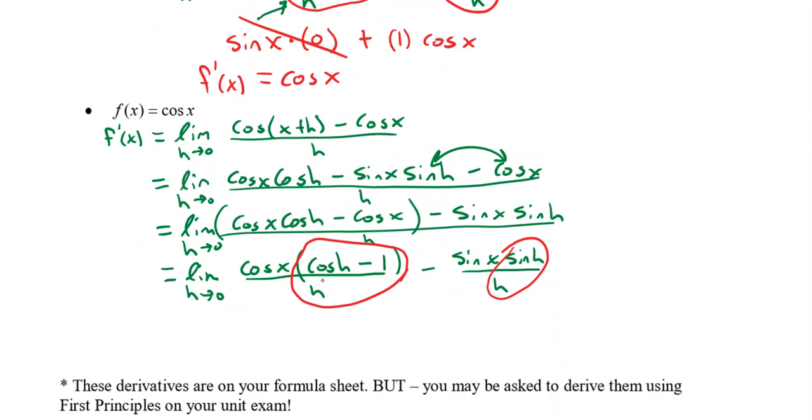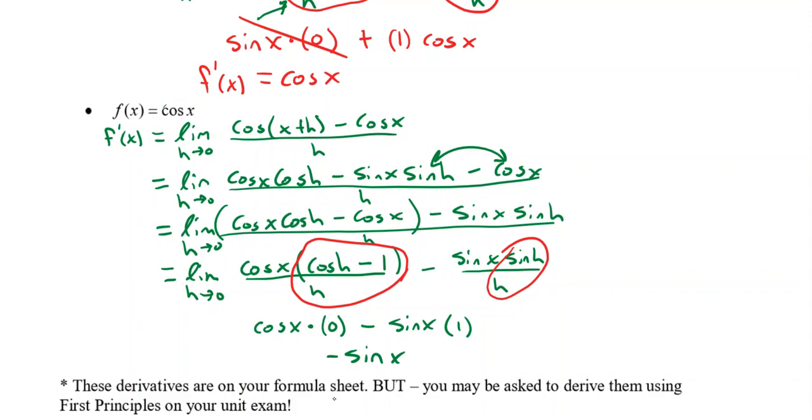So this time when we throw it in, it'll be cos x times 0 minus sine x times 1. So it ends up being negative sine x. So we have to keep an eye open for that now. Whenever we take the derivative of cos, it's actually equal to negative sine x.